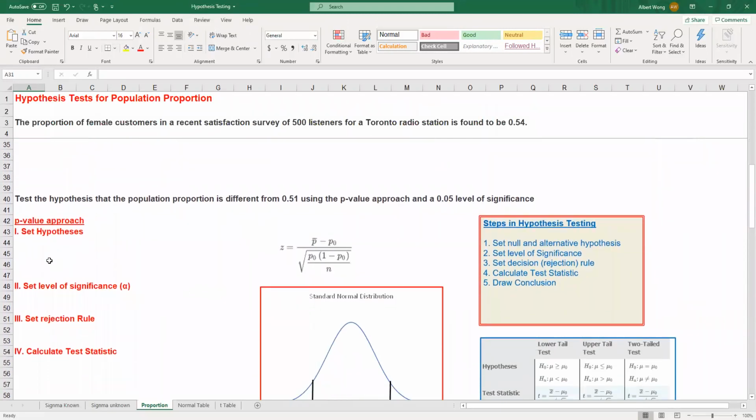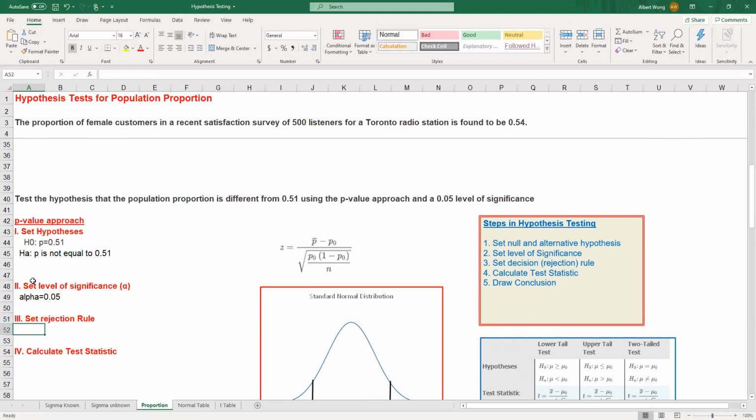Let's do a couple more examples. Test the hypothesis that the population proportion is different from 0.51, using the p-value approach and the 0.05 level of significance. What is the alternative hypothesis? The alternative hypothesis is that p is different, which means not equal to. And H0 would be that p is equal to 0.51. So this is a two-tailed test because it's not equal to. Again, alpha is equal to 0.05.